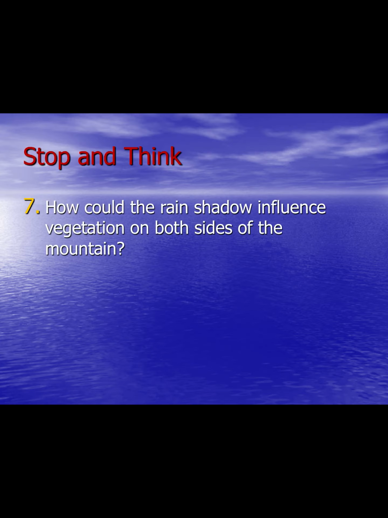So that brings us to question number 7. How could the rain shadow influence vegetation on both sides of the mountain? So as you're thinking about this, I want you to think about rainfall. Okay, and how would rainfall impact vegetation? Those are the two things that I want you to think about when you write your answer. So rainfall and vegetation.